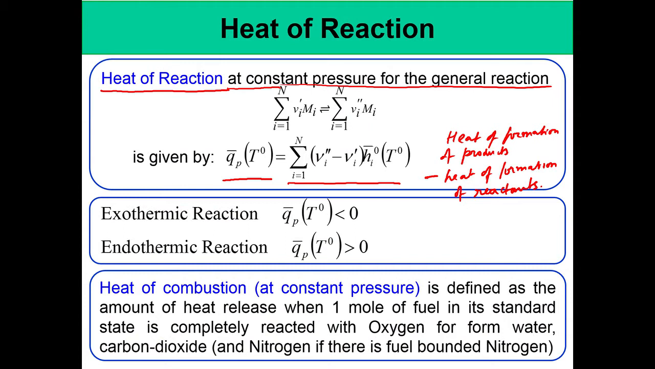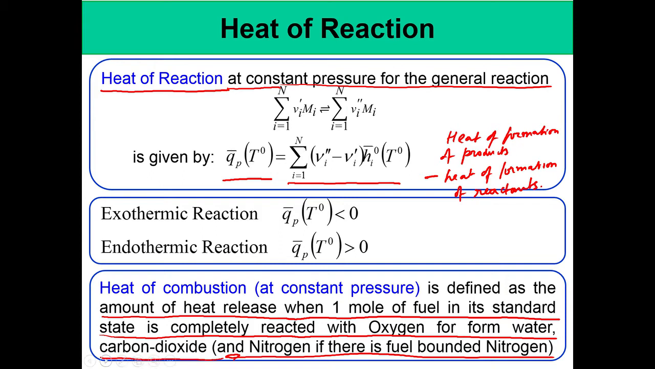So, heat of reaction is defined for any generalized reaction, whereas the heat of combustion at constant pressure is defined as the amount of heat released when 1 mole of fuel in its standard state is completely reacted with oxygen to form water, carbon dioxide and nitrogen if there is fuel bound nitrogen. We do not need to worry about this, these are typically for different kinds of propellants. Now, of course, when you form water, water can be in gaseous state, it can be in liquid state. So, depending on that you can have a higher heating value or lower heating value.